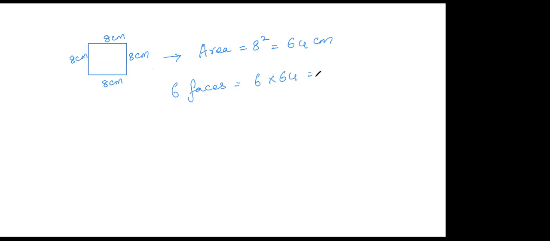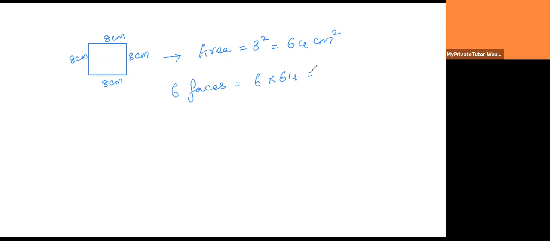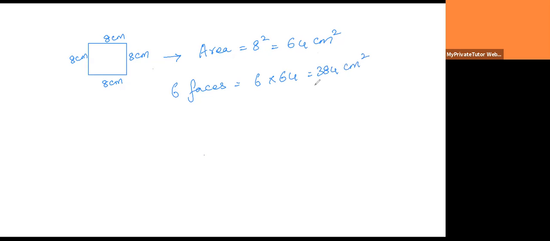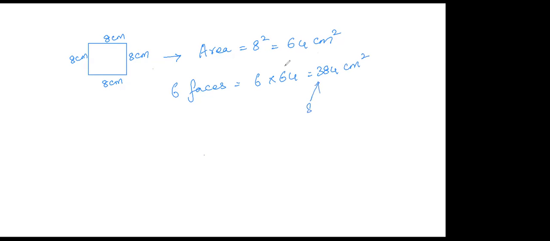Sir, the answer you wrote, 64 centimeter, there should be a square for the unit, I think. Yes, exactly. Good. So one face is 64 centimeters square. For 6 faces, we multiply by 6. So 64 times 6, how much? That is 384. 384 centimeters square. So that's the surface area.